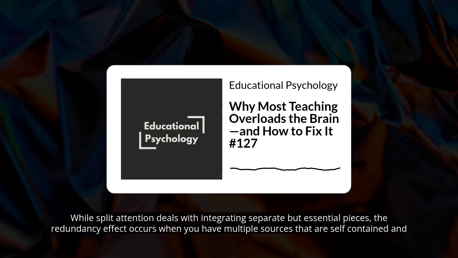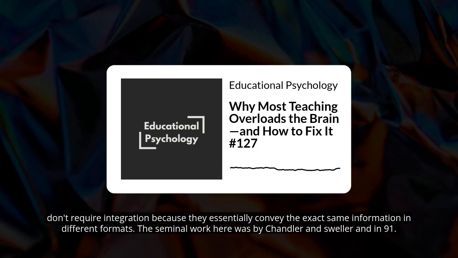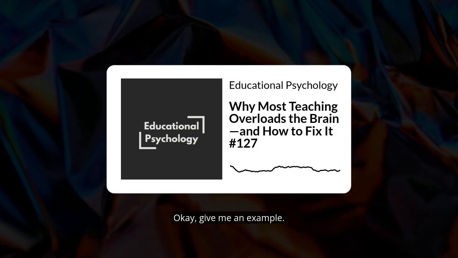While split attention deals with integrating separate but essential pieces, the redundancy effect occurs when you have multiple sources that are self-contained and don't require integration because they essentially convey the exact same information in different formats. The seminal work here was by Chandler and Sweller in '91. Okay, give me an example.